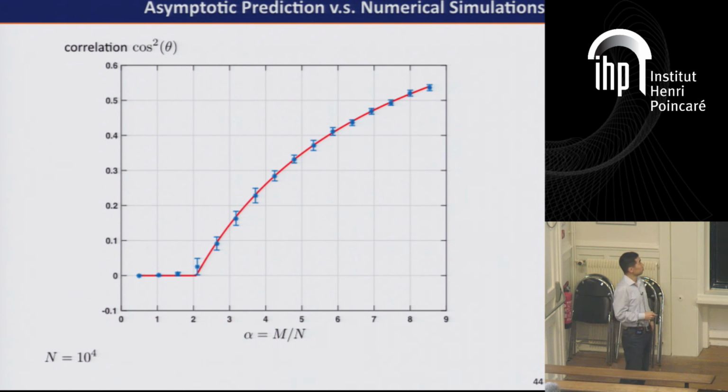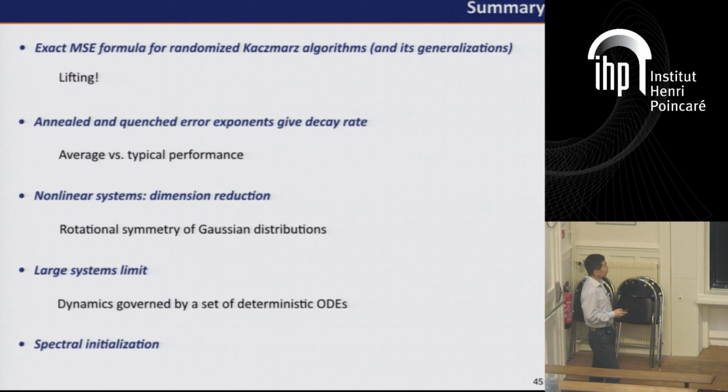So just to summarize, we considered some randomized row action methods, and for the linear least squares case, to study the MSE, we showed a very simple but fairly general strategy. By doing lifting, you can linearize the dynamics, and then you can compute the MSE, or more generally arbitrary even moments, fairly simply. And then there is this very challenging question of understanding the quenched, or typical, performance of the algorithm versus the average performance of the algorithm.